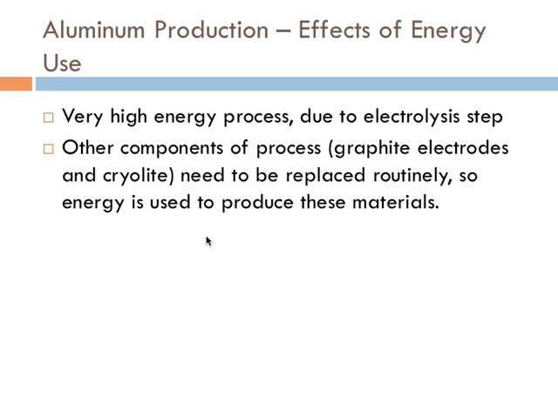If you look at the aluminum production, these are very high energy processes, and that's due to that electrolysis step. Remember, keeping it up at 950 degrees Celsius, and also just the electric demand to run the electrolysis. The other components, those graphite electrodes and the cryolite, need to be replaced every so often, and energy is used to produce those materials.